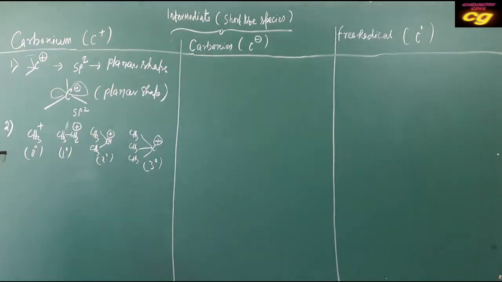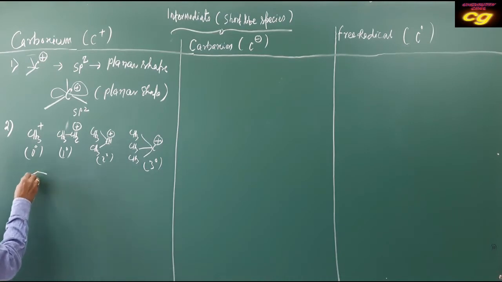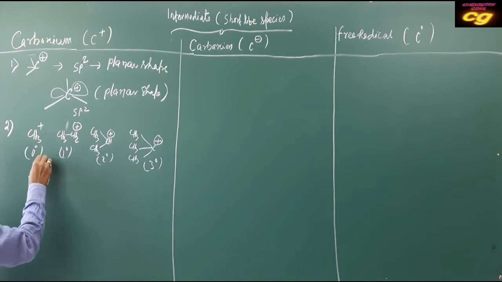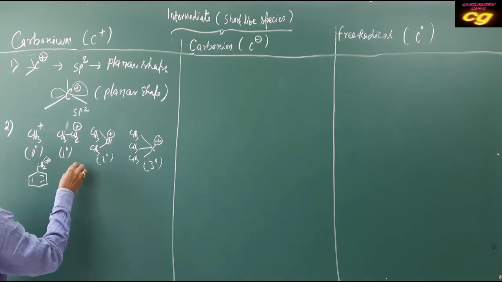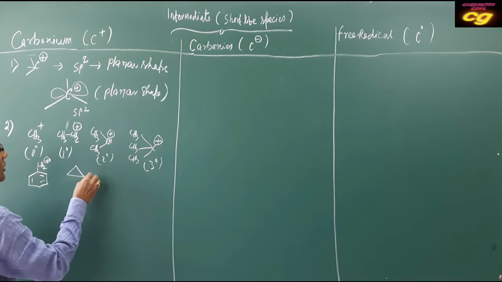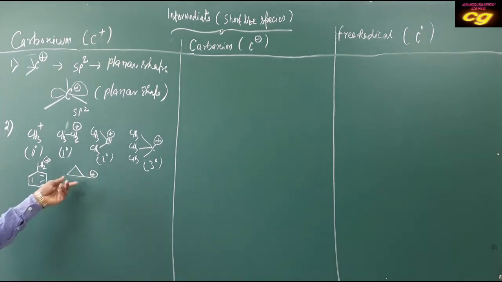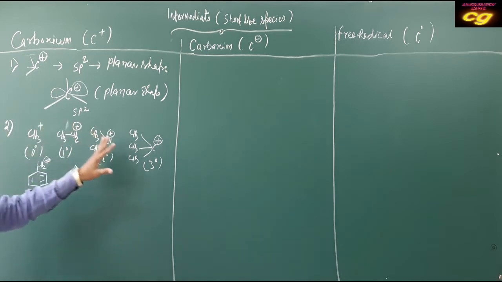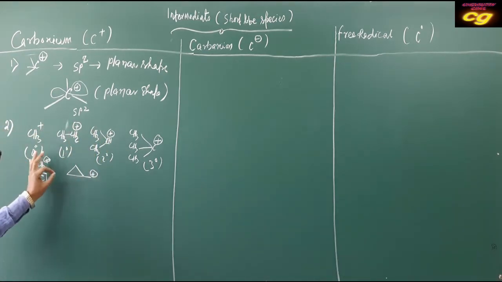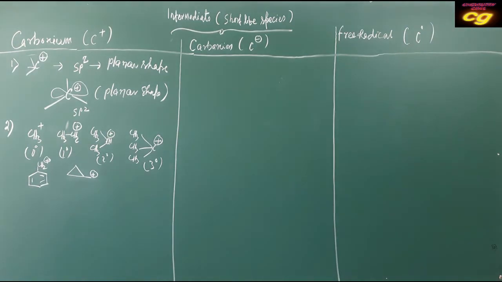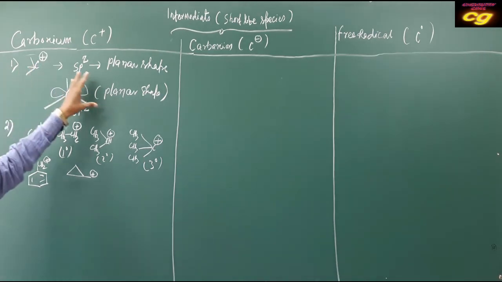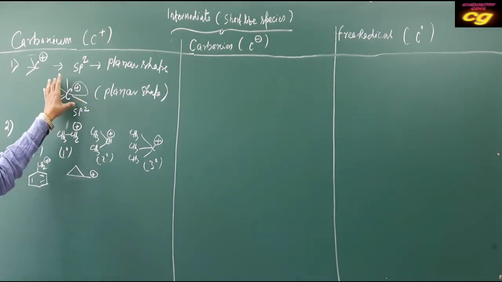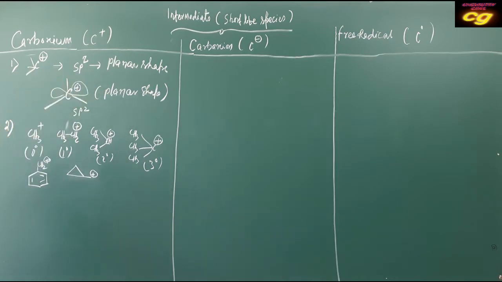Besides this, carbonium may be aromatic. This type of carbocation is also available, or its derivative maybe, and cyclic compounds also. Different types of cyclic carbocation also exist. These are alicyclic carbocations. So different types of carbocation are possible on the basis of structure. Regarding the structure of carbocation, it has planar shape and sp2 hybridization.